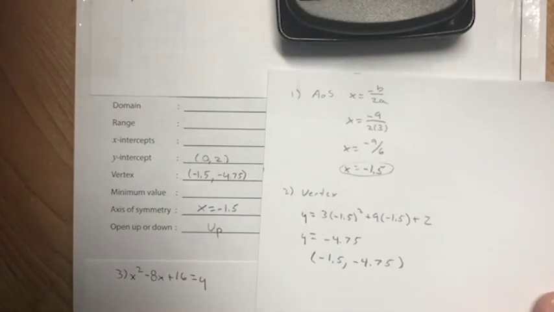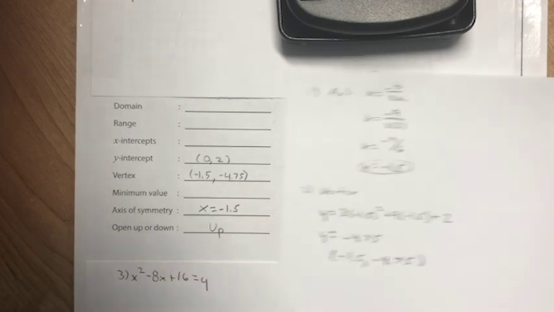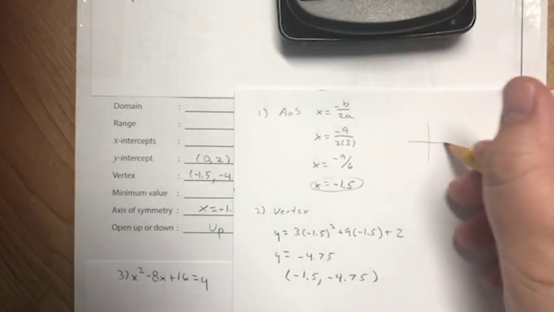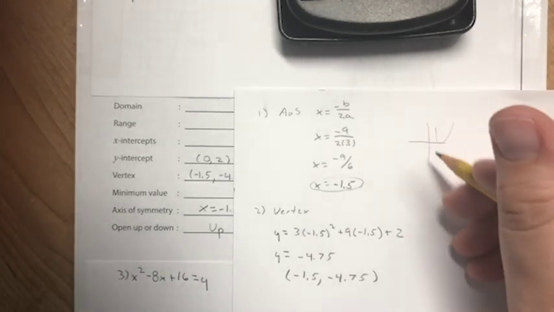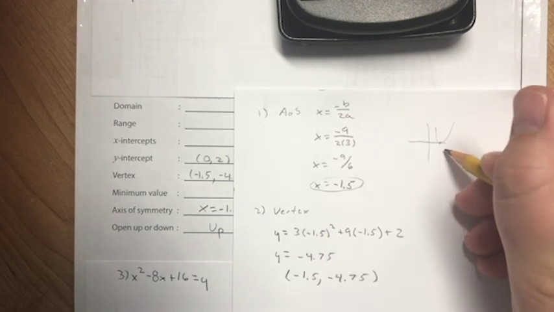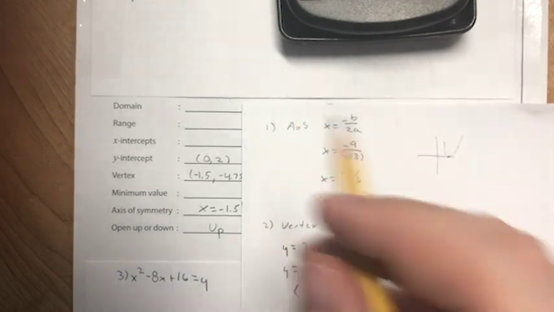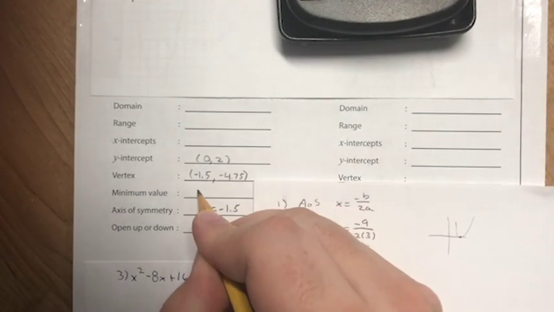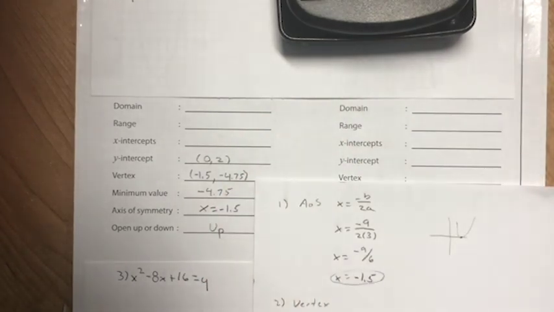That is my vertex. Now, here's the nice part. Because I know that this opens up, my graph will probably look very similar to something like this. I don't know if this is exact, but it does tell me that my vertex is here, and that particular point is going to be my minimum value. So my minimum value is actually going to be negative 4.75. That's as low as I'm going to get, all right? Because that's my vertex, and since I knew it was opening up, that's my minimum value.